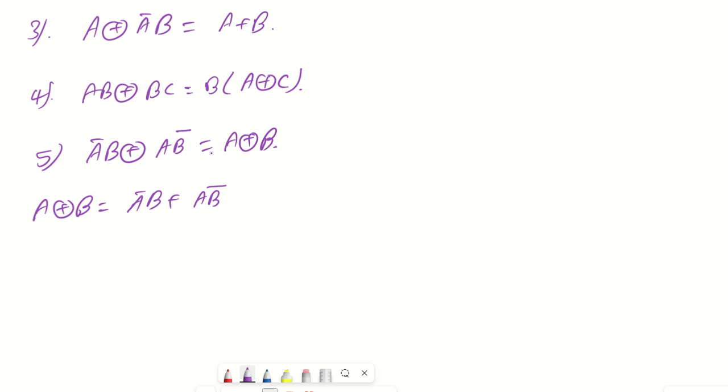Now let us prove one of them so that you can understand how it works. Let us say I want to prove the third one. A XOR A bar B is, using the formula for XOR, A into the complement of A bar B, plus A bar times A bar B whole bar. So this is how you are going to get it.